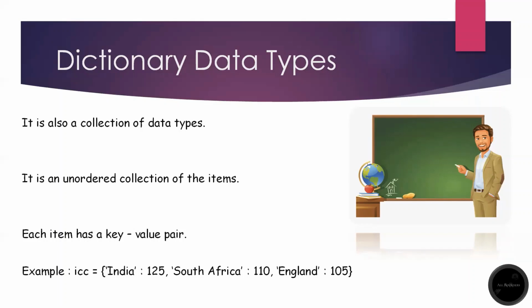Here dictionary data types can store the values as a key value pair. Like in the example you can see there is a key India whose value is 125. Similarly, we have a key South Africa whose value is 110. Guys, there is a unique key, and there can be multiple values for a particular key.